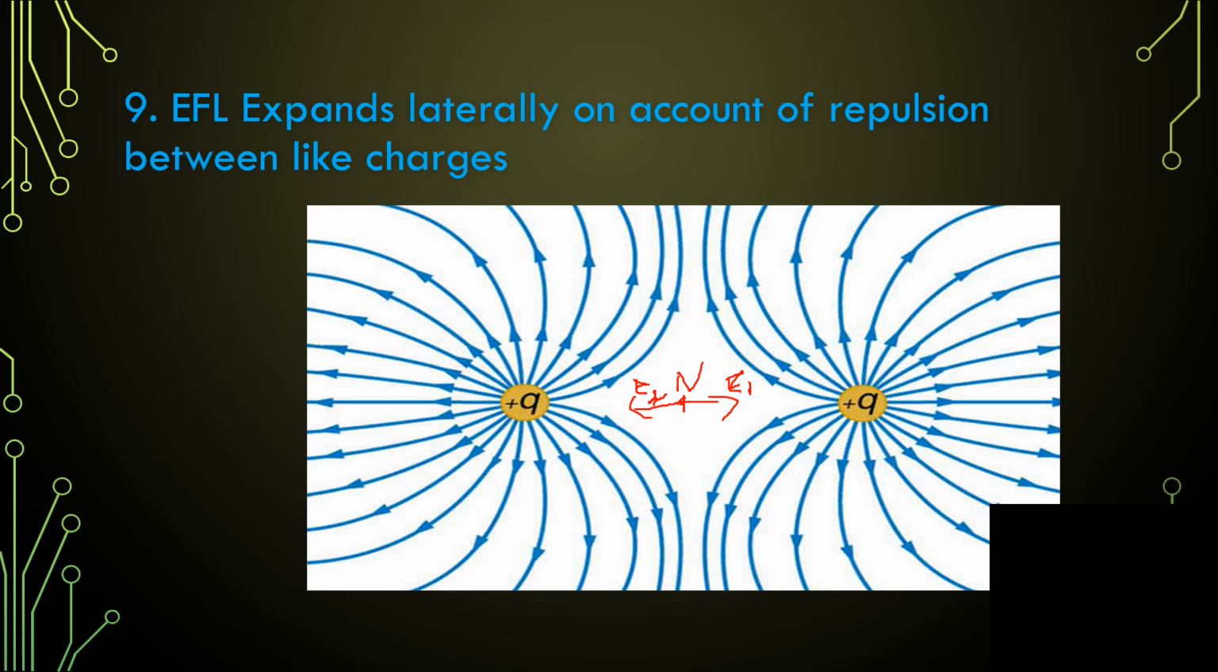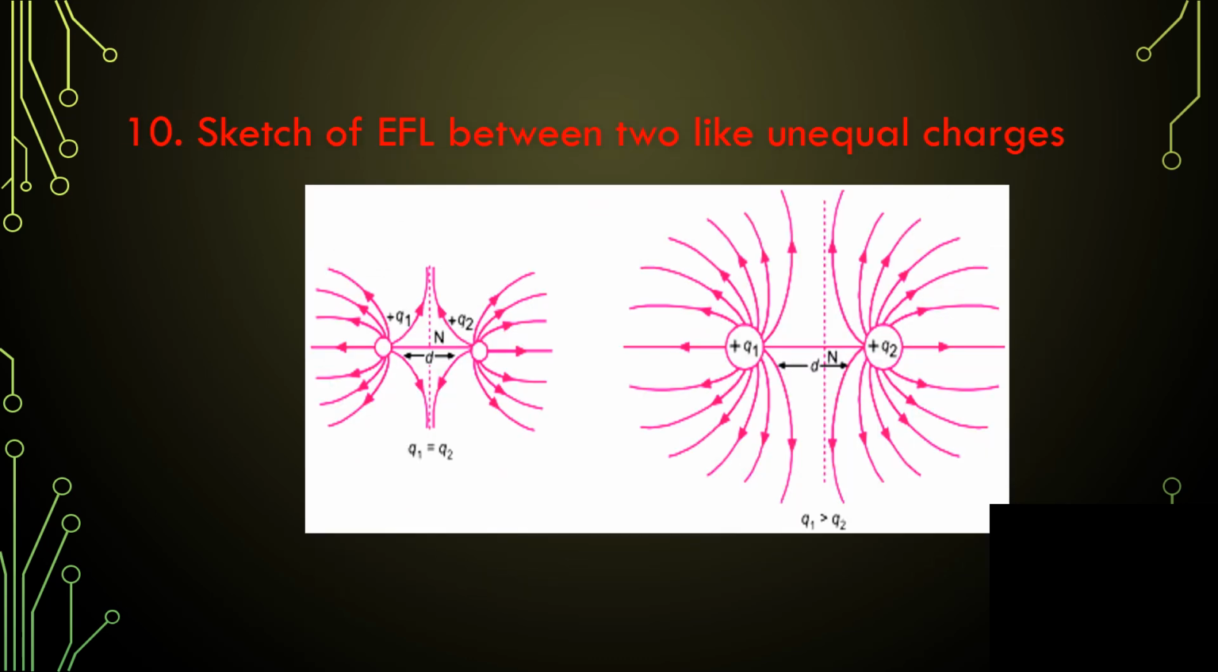The null point is exactly at the center, so here you are not drawing any field lines. There is no field line at this point, so this is called the null point. The middle point is called the null point. If q1 and q2 are equal in magnitude, the null point is exactly at the center, because the midpoint is equidistant from both the charges.